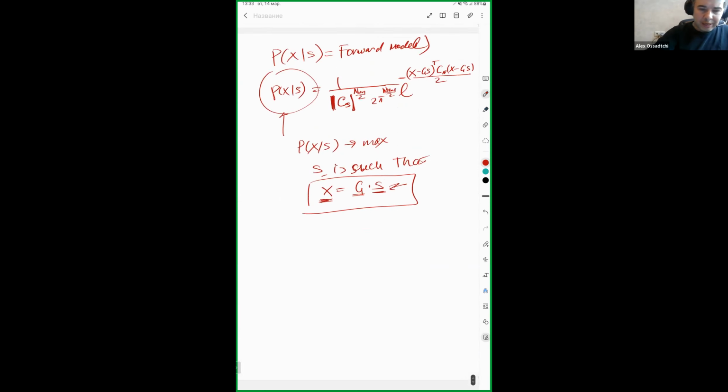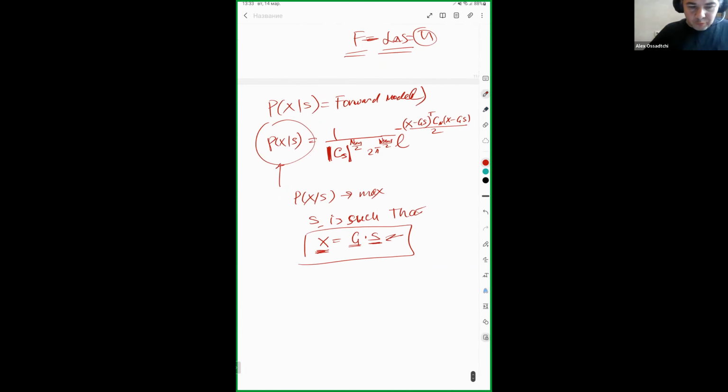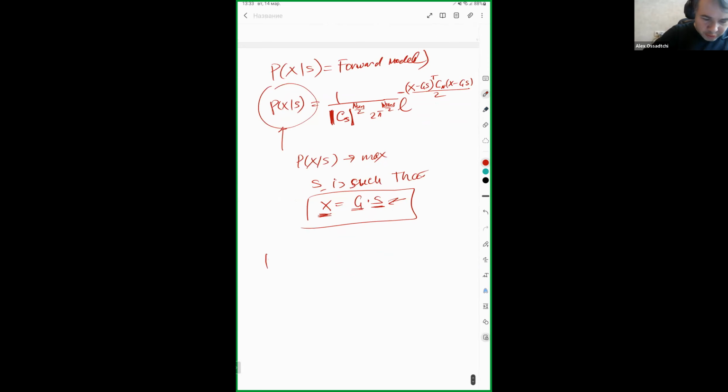So then basically, hold on. So basically we have P of S given X multiplied by P of X equal to P of X given S multiplied by P of S, right? Now we need to maximize P of S given X. We need to find such S that, given the data that we measured, we maximize the likelihood. Therefore, we will rewrite this.